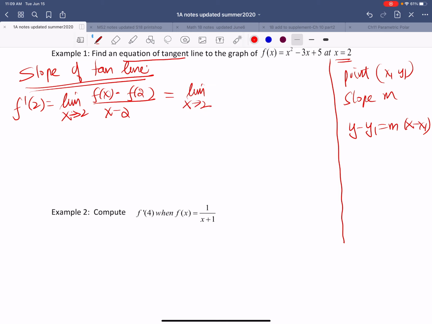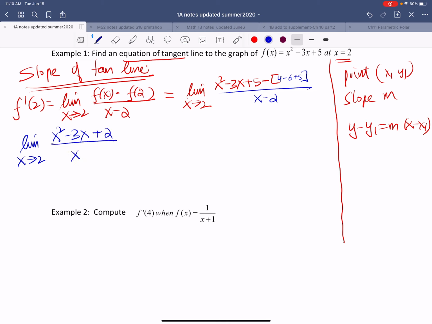Limit as x approaches 2, f of x is x squared minus 3x plus 5 minus f of 2. If I plug in a 2, that would be 4 minus 6 plus 5, which is 9 minus 6, that's going to be a 3. So the limit as x approaches 2 of x squared minus 3x plus 5 minus 3, that would be plus 2, divided by x minus 2. If I plug x as 2 in, I get the 0 over 0 form.